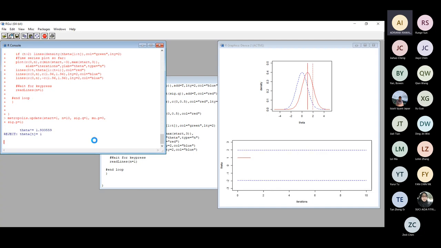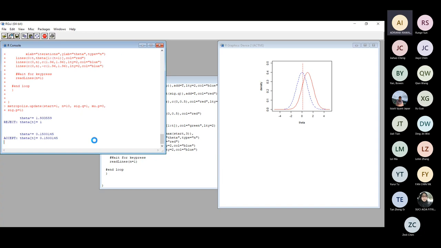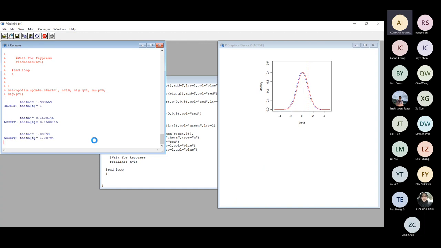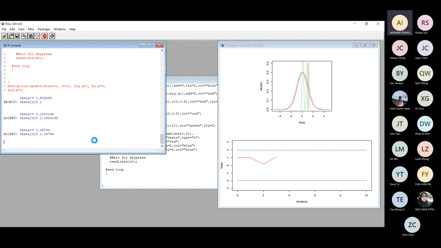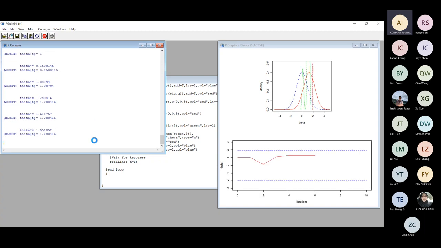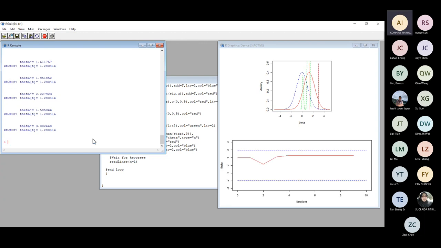This is actually showing the movement of the steps. We start at one, and then you propose another value and go down to zero or somewhere close to zero, then there's another proposal and you move the value. If you press enter, in the last one they keep rejecting for some reason.